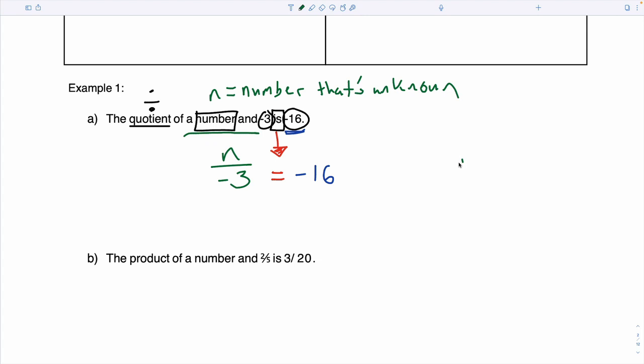You could have probably written this as well, but remember with equations, they'll almost always write division as a division bar. They're starting to not use division signs as much, so I'm going to push you to not use this. Go ahead and use your division bar. What does n over -3 mean again? It means division. So you just made the quotient of a number and -3 equals -16.